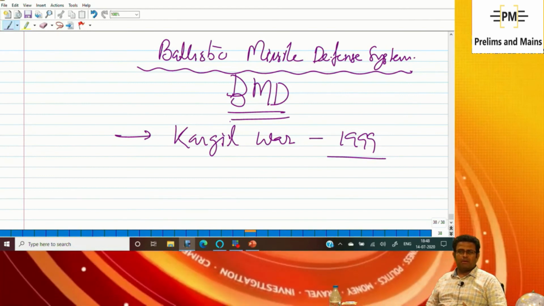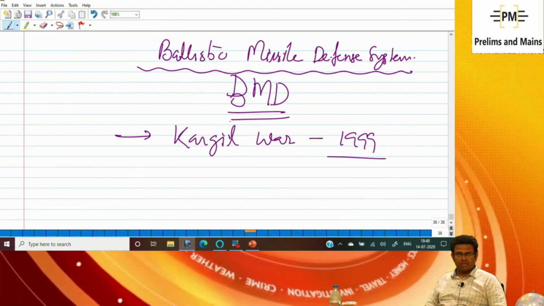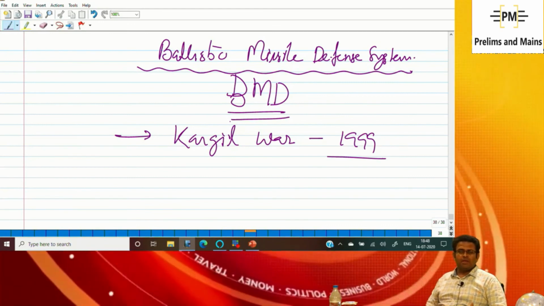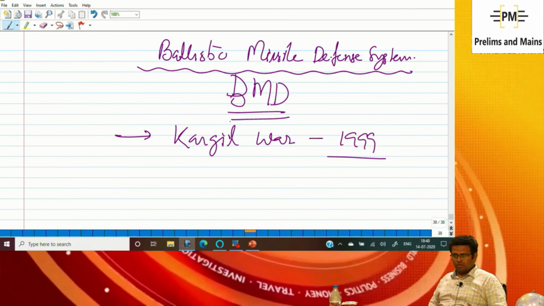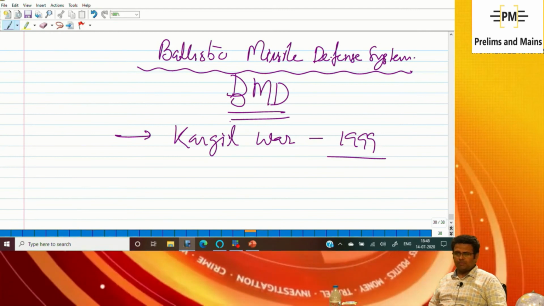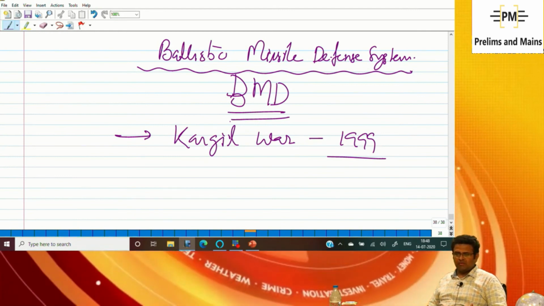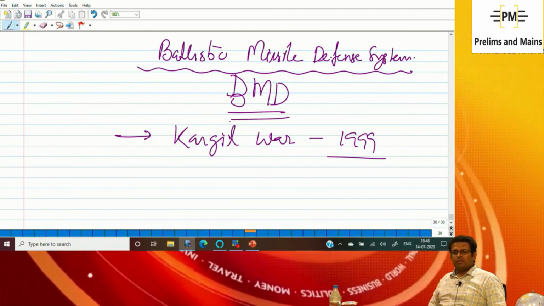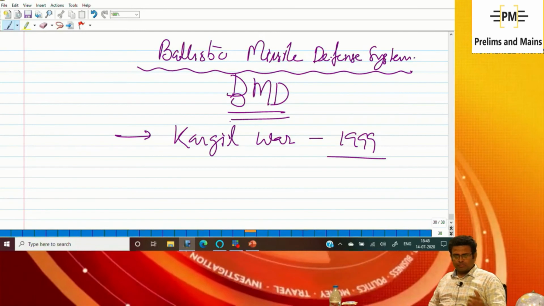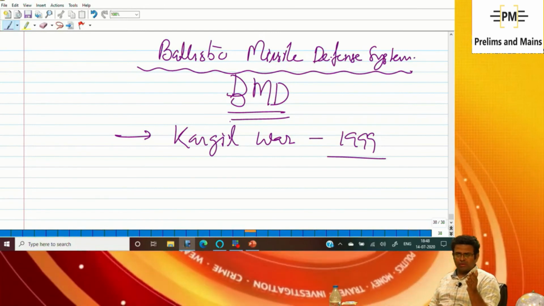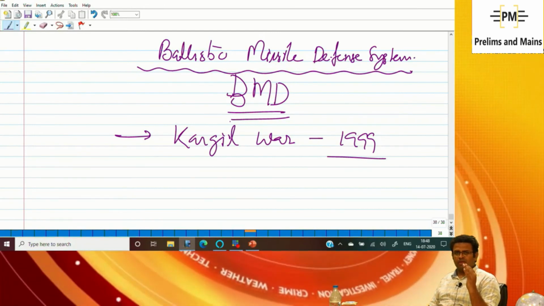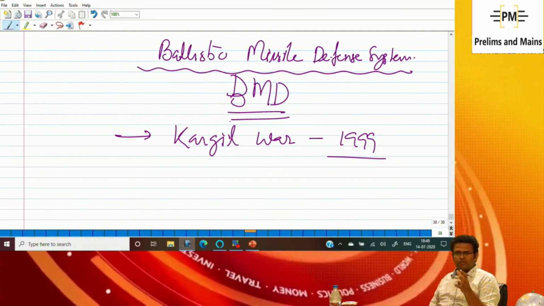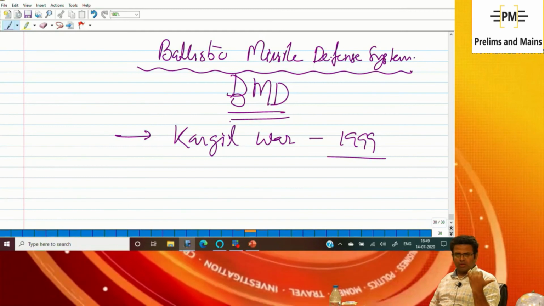So thereafter India started developing ballistic missile defense, and in 2006 and 2007 India developed the Prithvi air defense missile system. From 2008 to 2010 we developed the Ashwin air defense missile system, and in 2013-14 we developed the Prithvi defense vehicle. So these are the different systems we have, and Barak 8 is also among them.